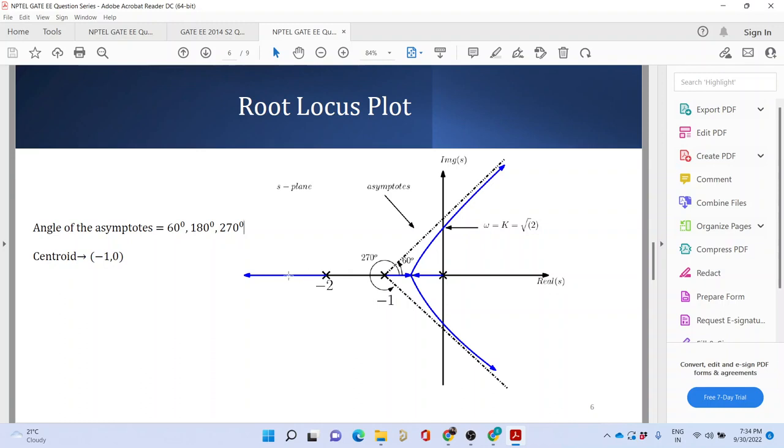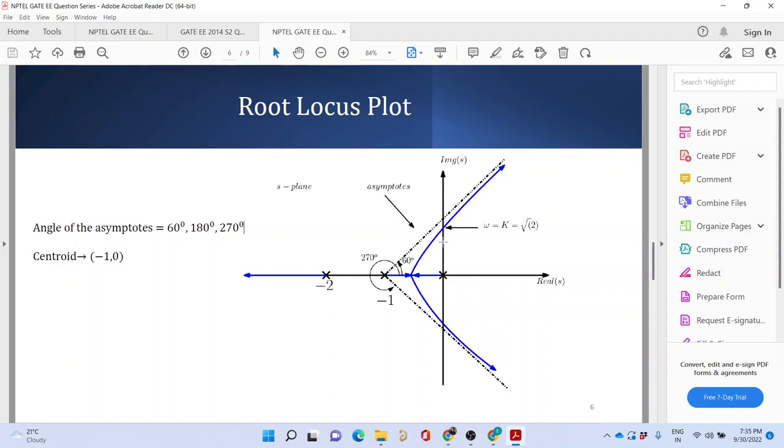So the effect of adding a zero would be making the system much more stable, and it will be pulling this root locus towards the left hand side of this plane. So the intersection will not be over here, it may be over here, or it may not intersect at all. Now our dilemma is, is it intersecting, or is it not intersecting?